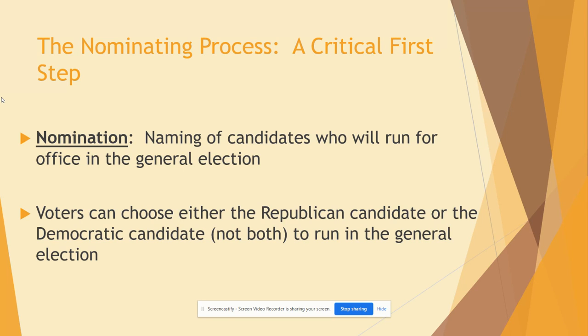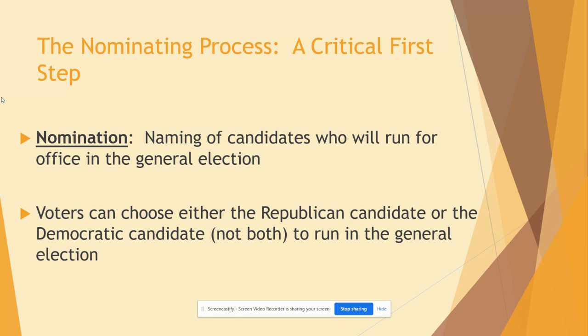All right, so the first step in major elections, for example in a presidential election year, is the nomination. That is the process that we're currently going through to find candidates for the 2020 presidential election. Nomination is the naming of the final candidates who are going to run in the general election. What this means is that the party members get within their party and select who they want to represent their party as we move forward into the election.